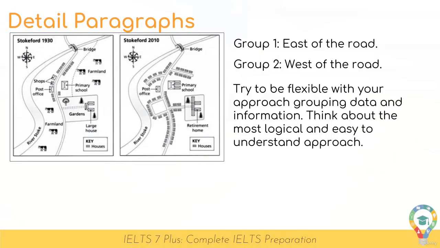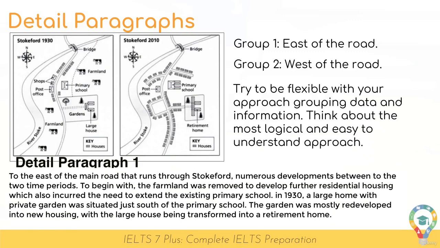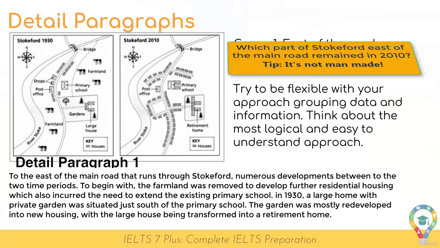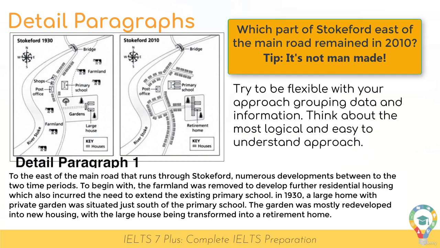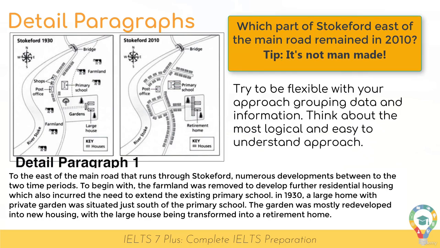I have split this map into 2 groups, east and west of the main central road. Let's see my answer for the first detailed paragraph, or any developments made east of the main road. You may notice there is one part of the town east of the main central road that I haven't mentioned in my detailed paragraph, and it actually remained unchanged. Can you see what I haven't discussed? You can post your answers in the Q&A section.